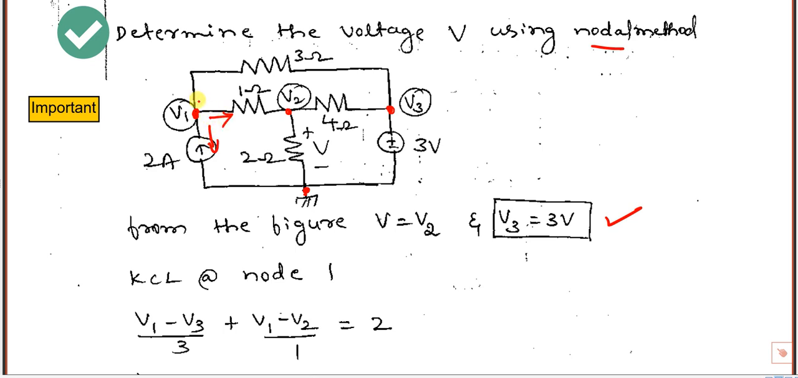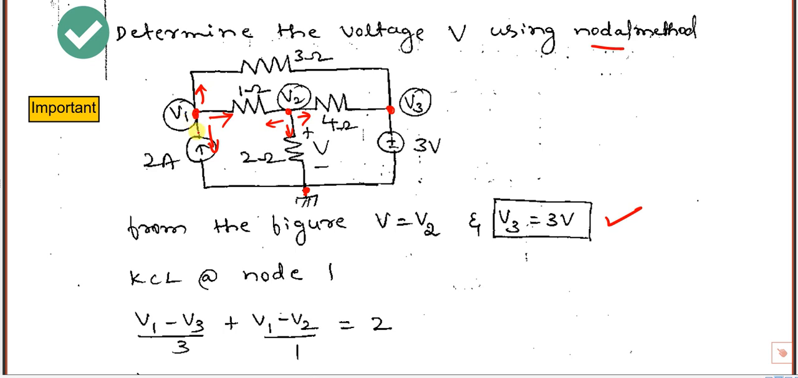Apply KCL at node 1. All the currents are going away from the node, you have to consider. Node 2 also, the currents going away from this. For node 3 we cannot apply KCL, because this current we know, this we don't know, as the resistance of this voltage source we don't know. But we can tell directly that V3 is equal to 3 volts.